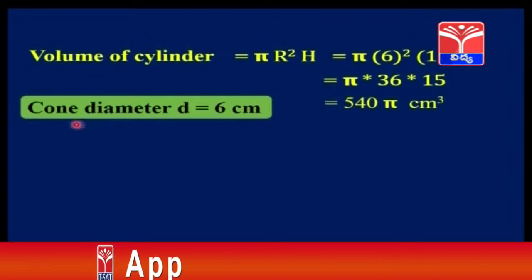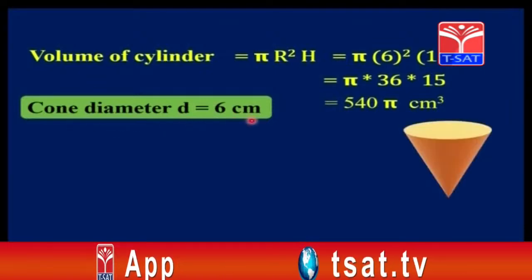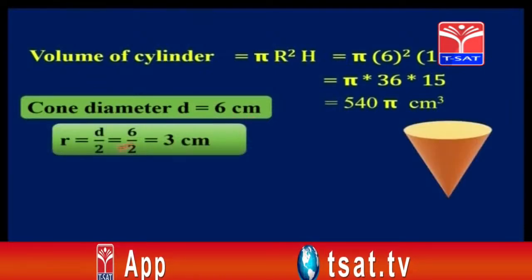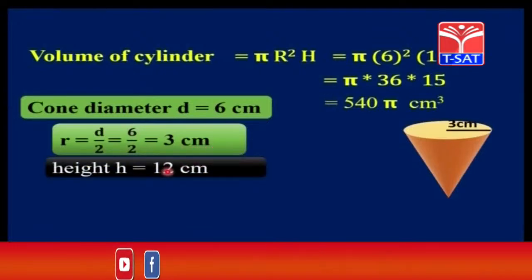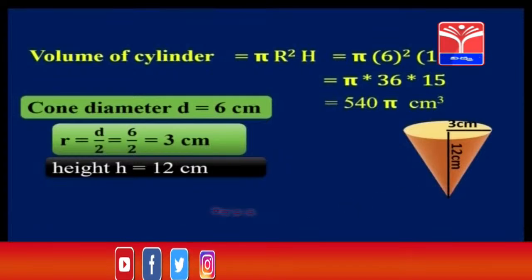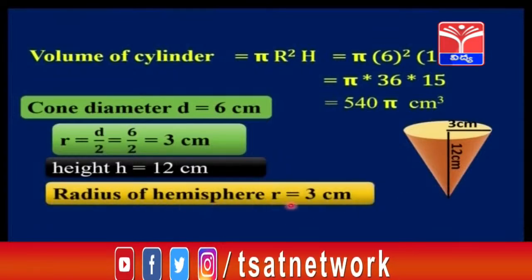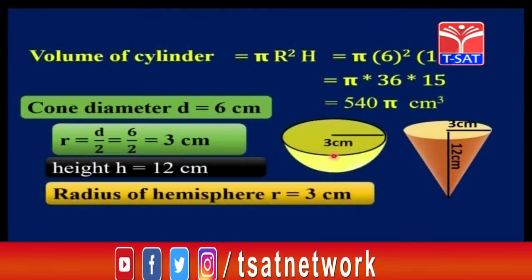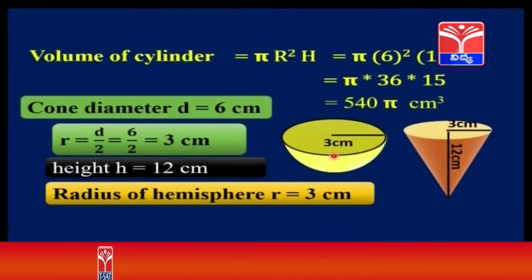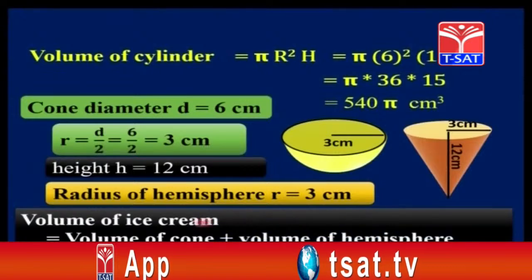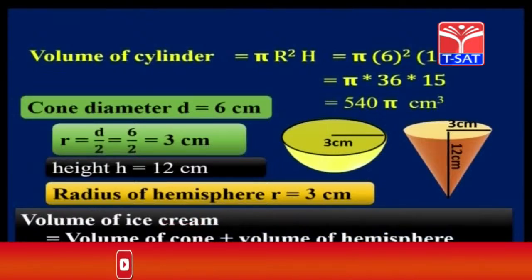Next, the cone diameter d is given as 6 centimeter. Then its radius r equals half of the diameter, which means 3 centimeter. And the height of the cone is given as 12 centimeter. Next, the hemisphere radius r is given as 3 centimeter. Now children, what do we have to find out? We have to find out the volume of this complete ice cream cone. The volume of the ice cream cone is the volume of the cone plus the volume of the hemisphere.